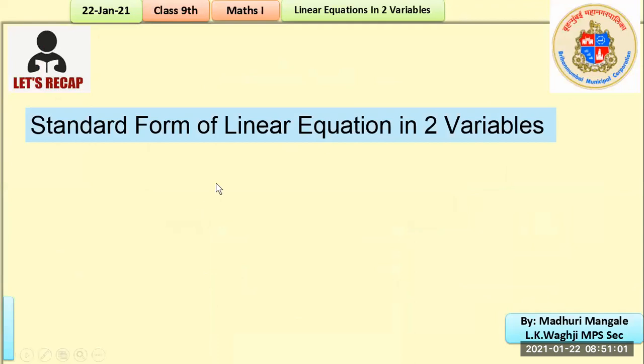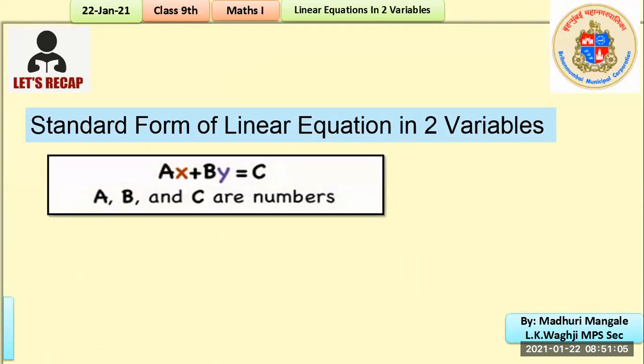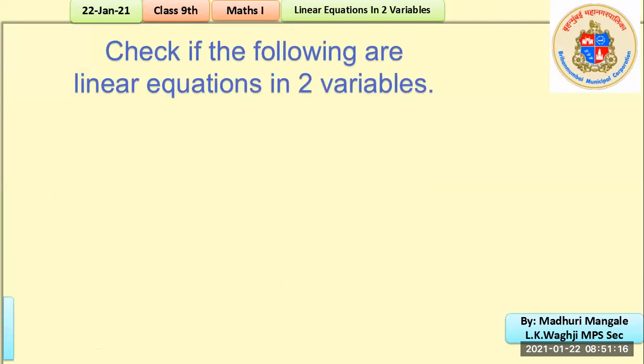So we have seen what the standard form of a linear equation in two variables is, that is ax plus by plus c equals 0, where a, b, c can be any real numbers and a and b should be strictly not equal to 0. Next we saw how to check if a given equation is a linear equation in two variables or not, right?